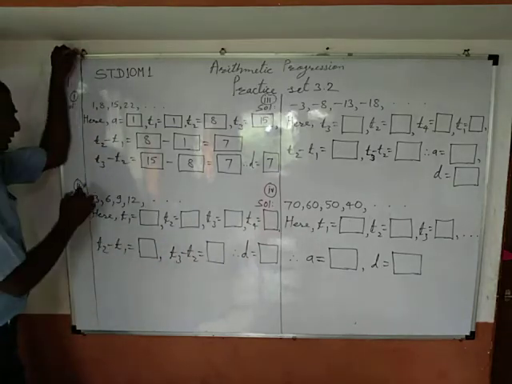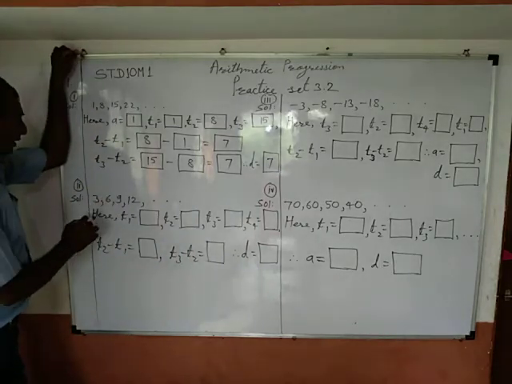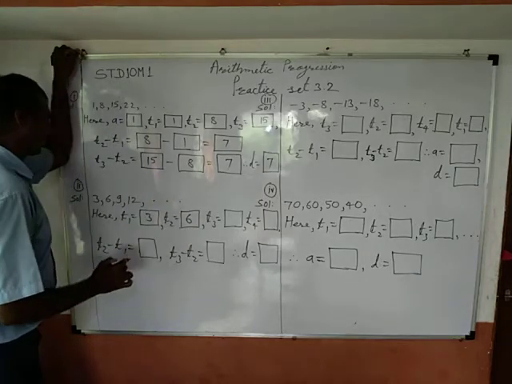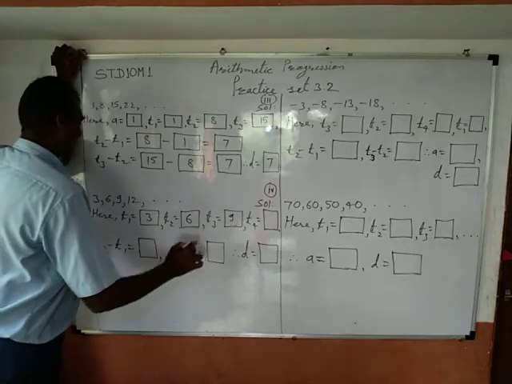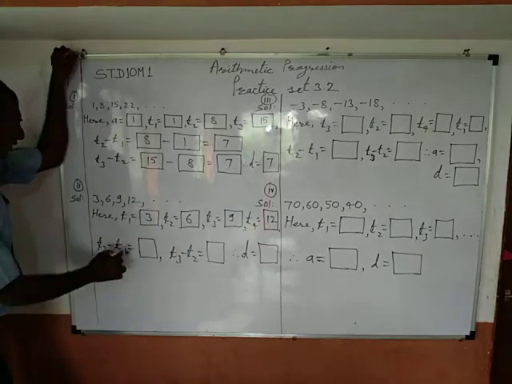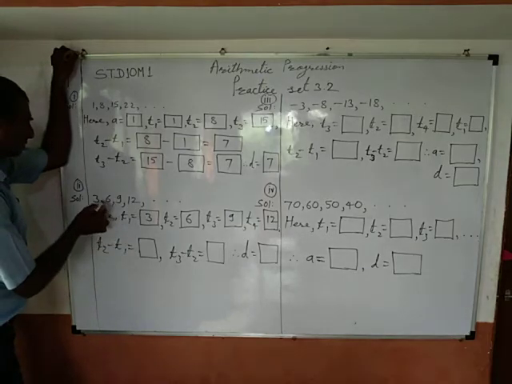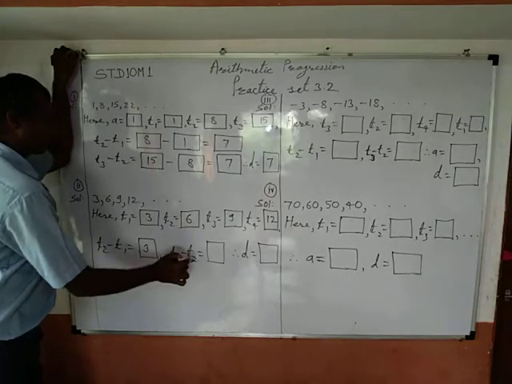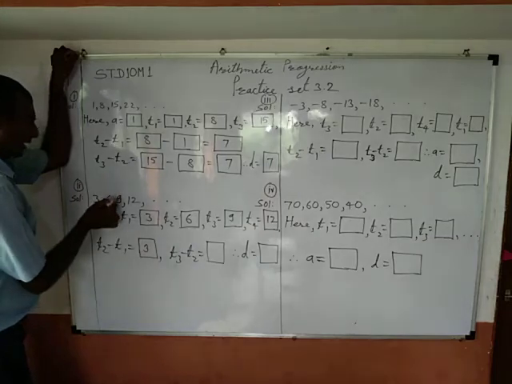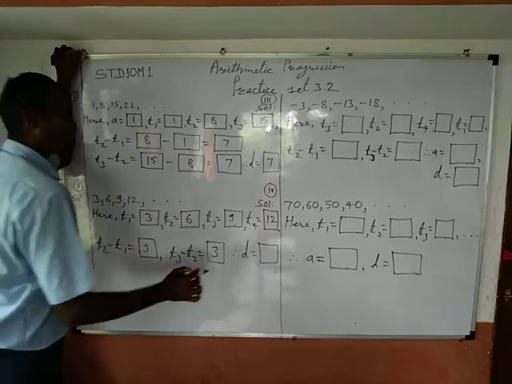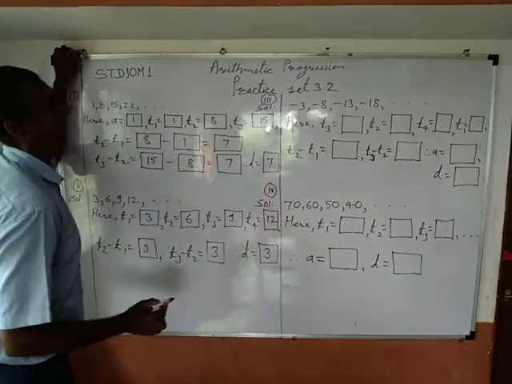Number 2. 3, 6, 9, 12. Here T1 equals 3, T2 equals 6, T3 equals 9, T4 equals 12. T2 minus T1 equals 6 minus 3, and 6 minus 3 is nothing but 3. Similarly, T3 minus T2 equals 9 minus 6, which gives us 3, and therefore D equals 3.